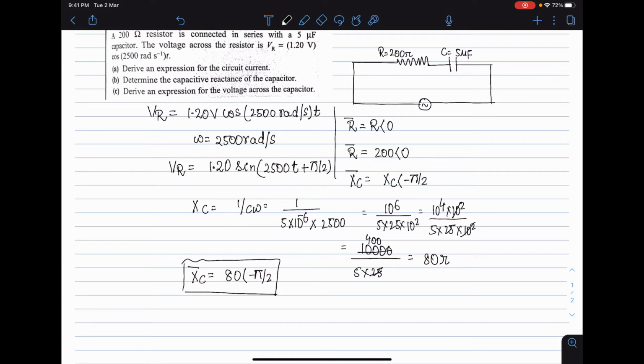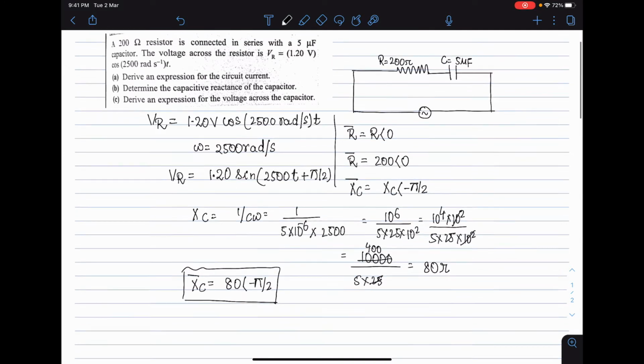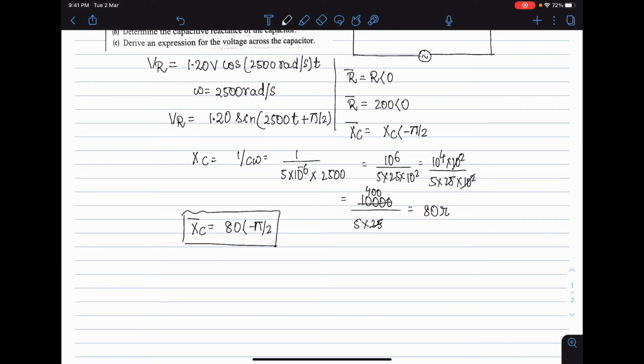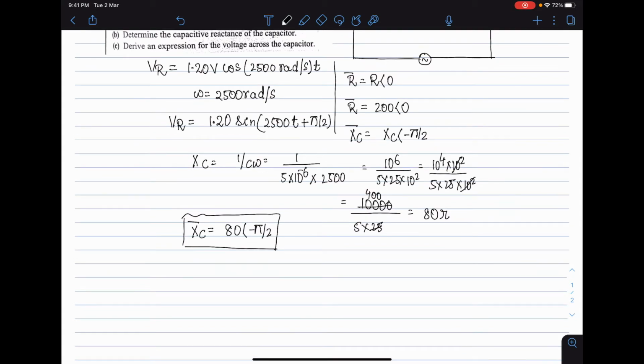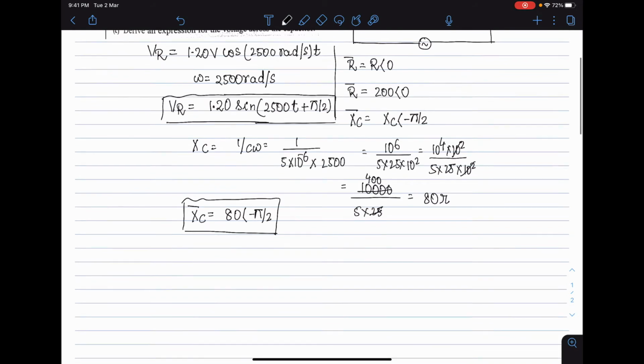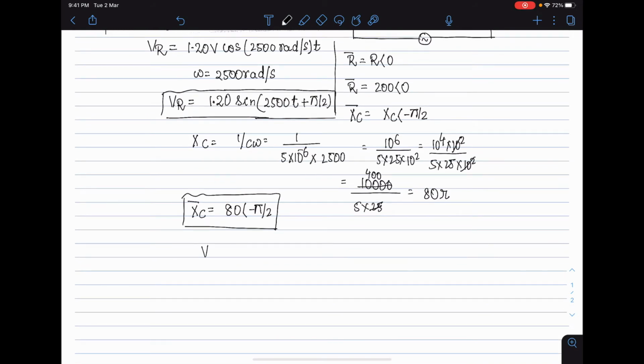R phasor is 200 angle 0, and for the VR phasor, we'll try to write this voltage also in terms of phasor. VR, the potential difference across the resistance, is already given as 1.20 sine of 2500t plus pi by 2. So the VR phasor is the maximum value, 1.20, angle, this is the initial phase, so it is pi by 2. This is how we write it.